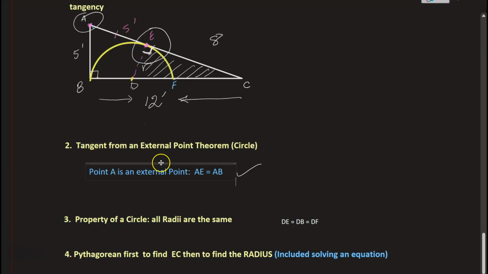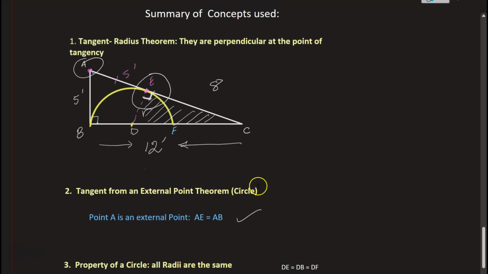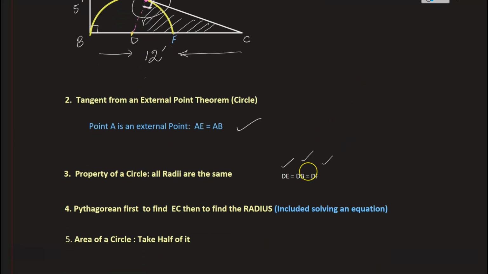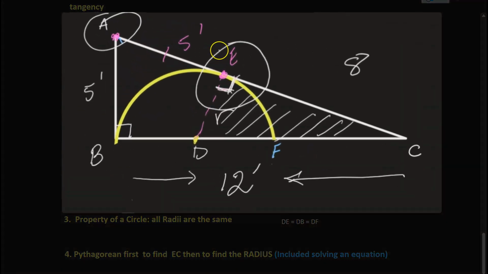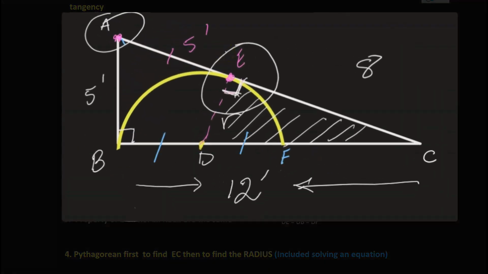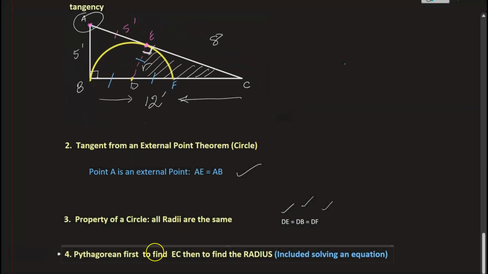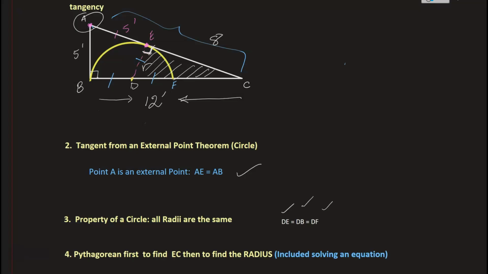The third was the property of a circle: all radii are the same. So DE right here and DB and DF are all the same. You have DB equal to DF and equal to DE. That's the third thing we used. And then, of course, we used Pythagorean twice. First, we used it to find AC. We did the Pythagorean and we got 13.